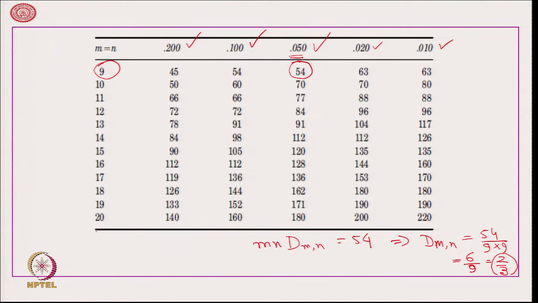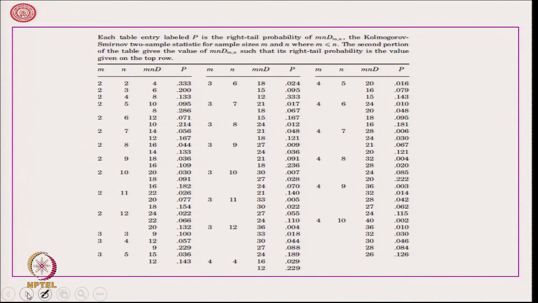So, let me repeat: if two samples are taken of size 9 and 9, then the probability that the maximum difference between their empirical distribution functions will be greater than or equal to 0.67 is 0.05. In a similar way, for each m n, you can calculate the critical value for d m n, where m is equal to n. If m and n are not the same, then the values are tabulated.